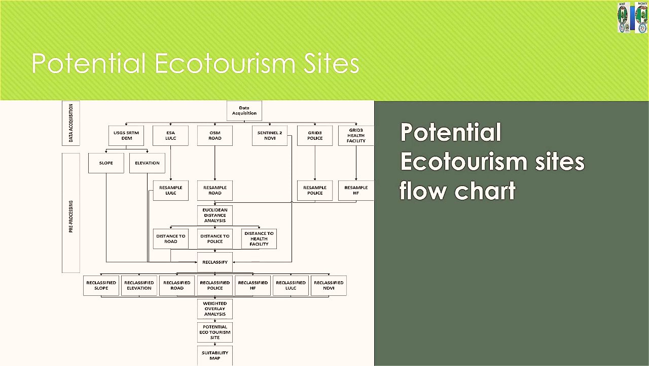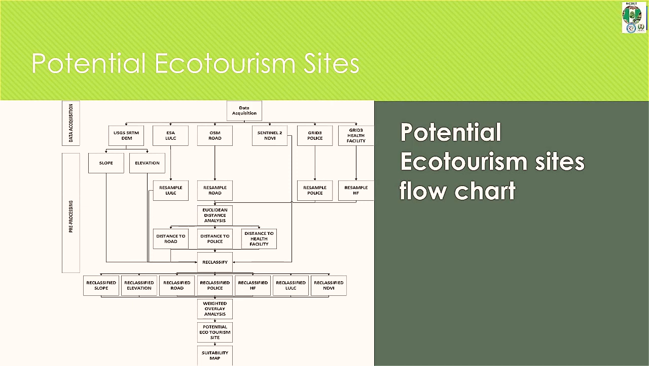All of the 7 criteria factors were transformed to a common scale and reclassified. Then, ranks were given to each criterion according to their importance. Afterwards, weight was also assigned to each criterion to finally produce the suitability map for the potential ecotourism sites.